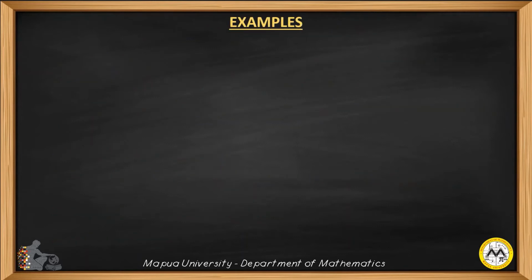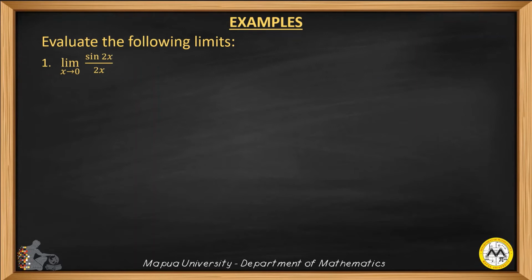Okay, let us have some examples illustrating the use of L'Hopital's rule. For our first example, we will evaluate the limit of sine 2x divided by 2x as x approaches 0. If we investigate initially what the limit of this expression is as x approaches 0, this will lead us to sine of 2 times 0 divided by 2 times 0, or 0 divided by 0.